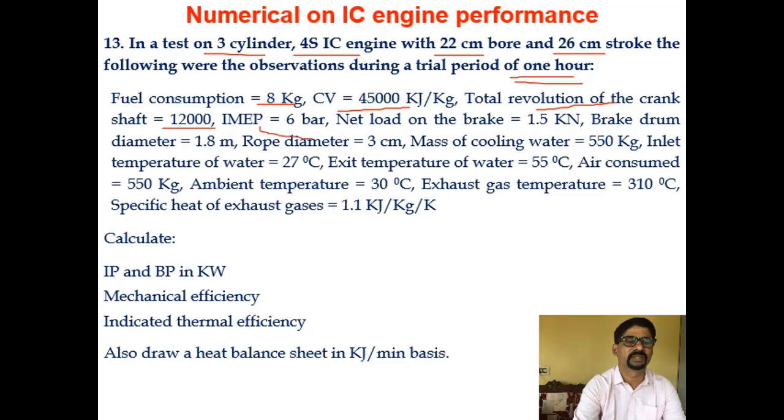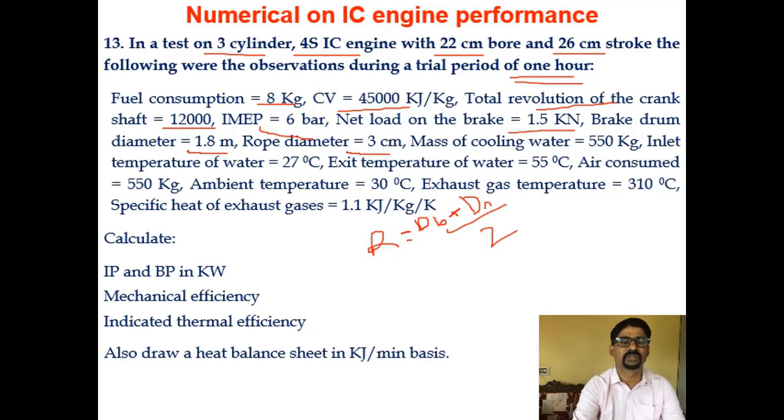Mean effective pressure is 6 bar, net load on the brake is 1500 Newton, brake drum diameter is 1.8 meter, rope diameter is given, 3 centimeter is 0.03 meters. So effective radius of the brake drum, R is equal to (dB plus dr) by 2, diameter of the brake drum plus diameter of the rope, divided by 2. So as usual, you have to be careful here.